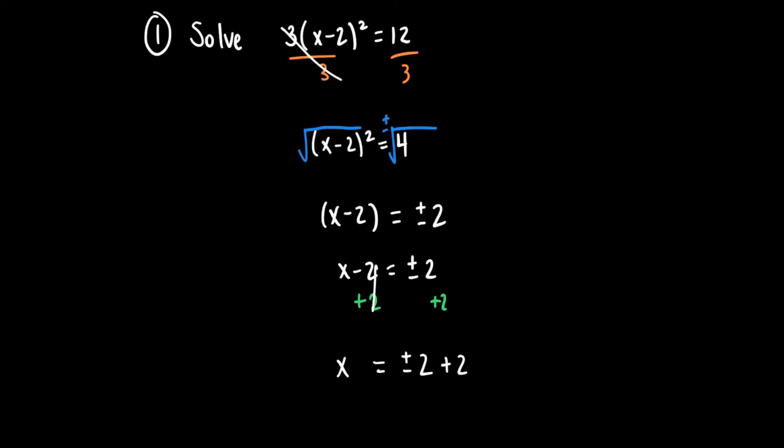Now, if you'd like to break this up into 2 separate cases, you can do that. On the one hand, you'll get positive 2 plus 2. On the other hand, you'll get negative 2 plus 2. And then we can just write these down. So positive 2 plus 2 is 4. Negative 2 plus 2 is 0. So our 2 solutions then are just going to be x is equal to 0 and 4.